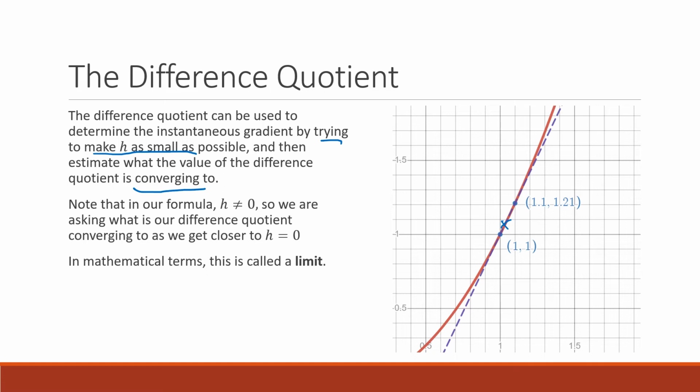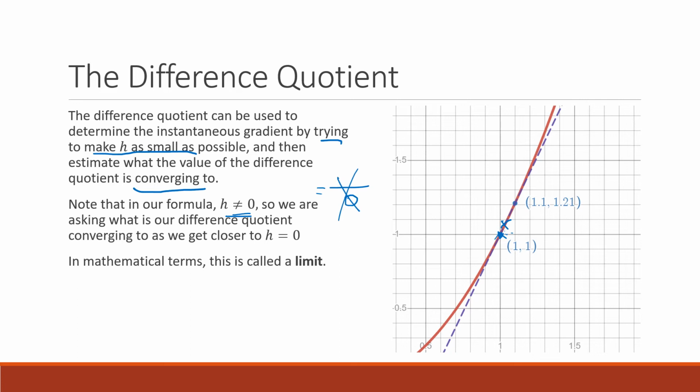Now, note in our formula that h can't equal 0. Right? If we let h equal 0, that means we end up dividing by 0, which we can't do. Well, graphically speaking, if we make h equal 0, these points are right on top of each other, and we can't find the gradient between 2 points that are right on top of each other. So our h value can't equal 0.